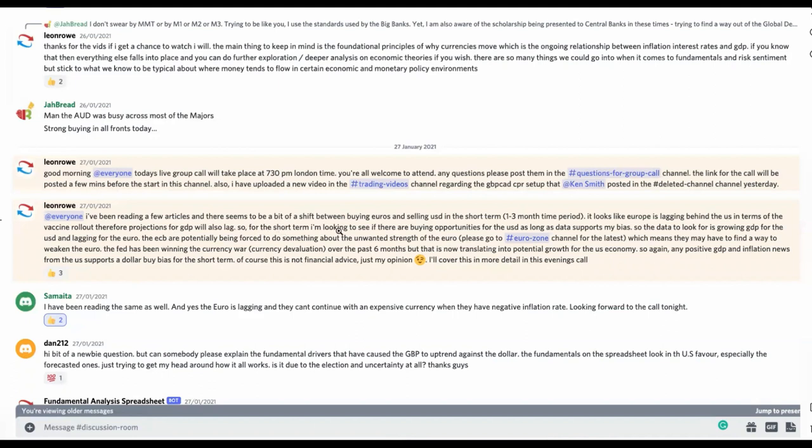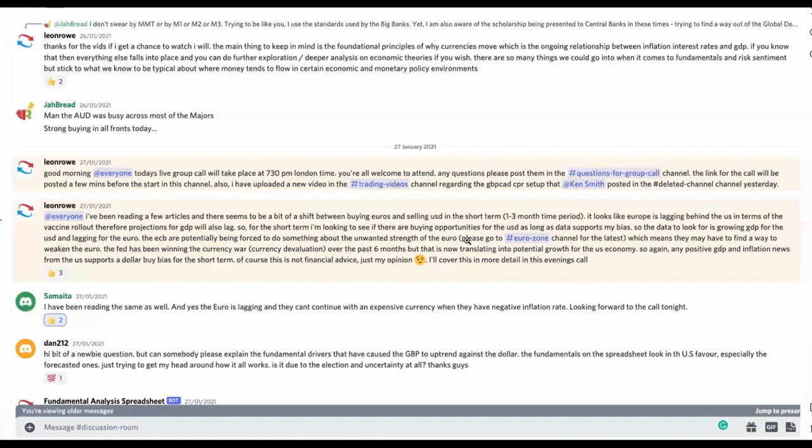So for the short term, by the way, short term, 1 to 3 month time period, right? I'm looking to see if there are any buying opportunities for the dollar, as long as the data supports my bias. So the data to look for is growing GDP for the US dollar and lagging for the euro, right? Pointed it all out. The ECB are potentially being forced to do something about the unwanted strength in the euro.